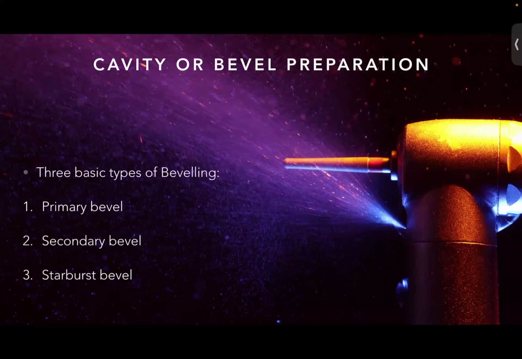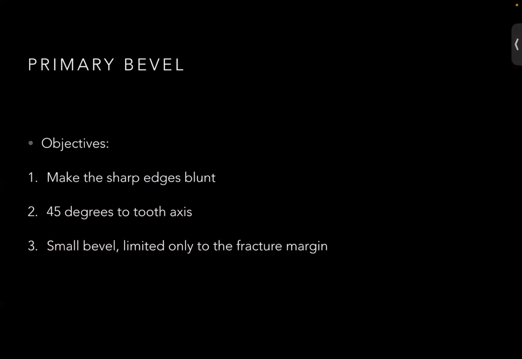So when beveling is going to be in the picture, there are 3 basic types of bevels: primary bevel, secondary bevel, and starburst bevel. The starburst bevel is not always necessary to be given, but it is just one additional bevel for greater aesthetics, and I'm just going to tell you about it.